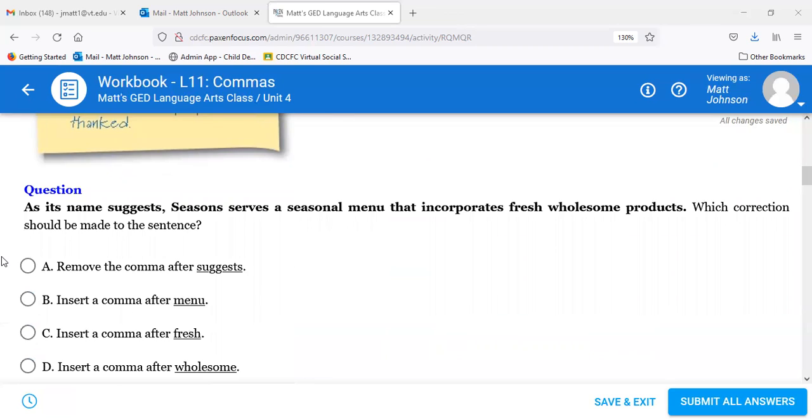Capri, you want to go ahead and take care of this one? I'm sure. As its name suggests, Seasons serves a seasonal menu that incorporates fresh, wholesome products. Which correction should be made in the sentence? Remove the comma after suggests, insert the comma after menu, insert the comma after fresh, insert the comma after wholesome.